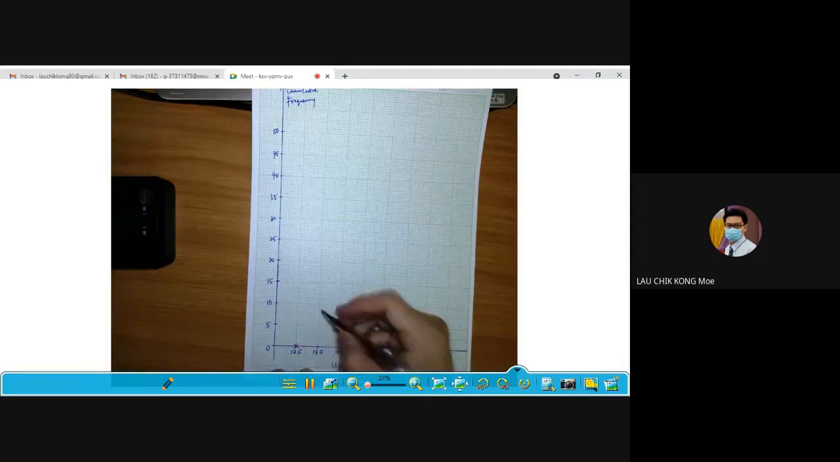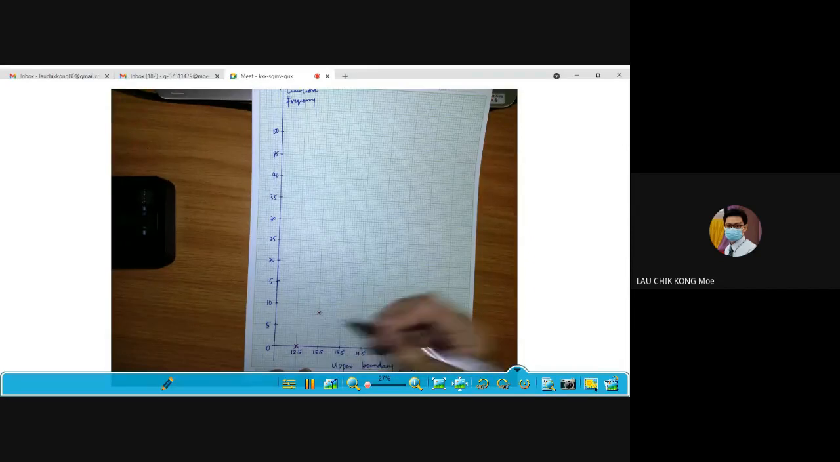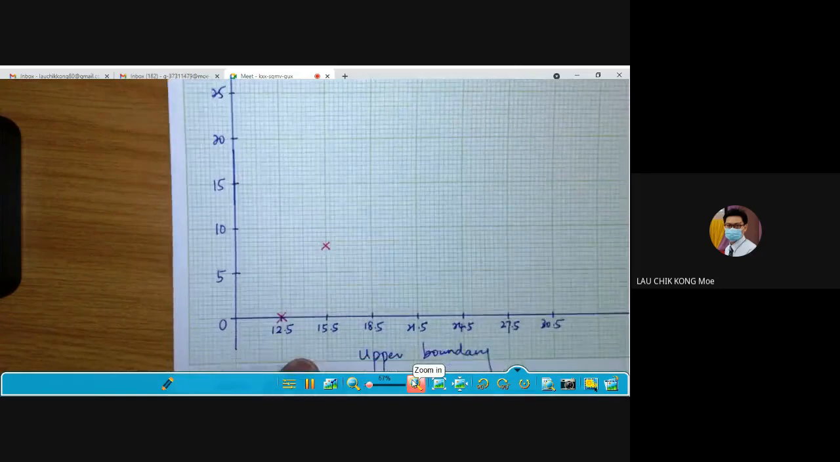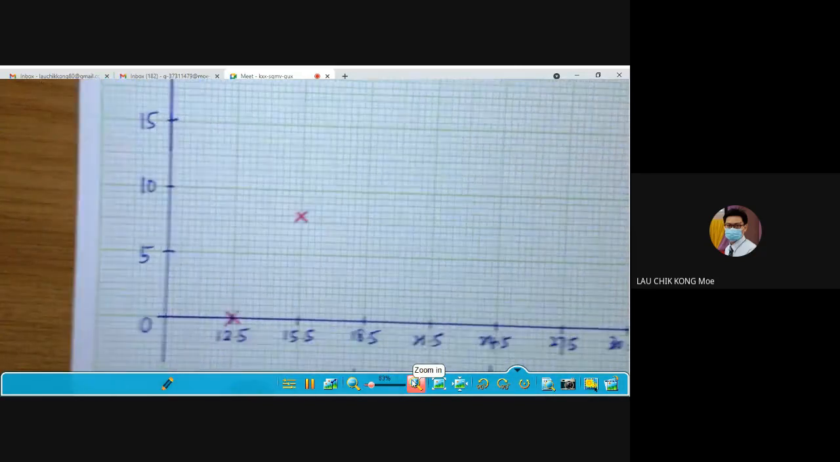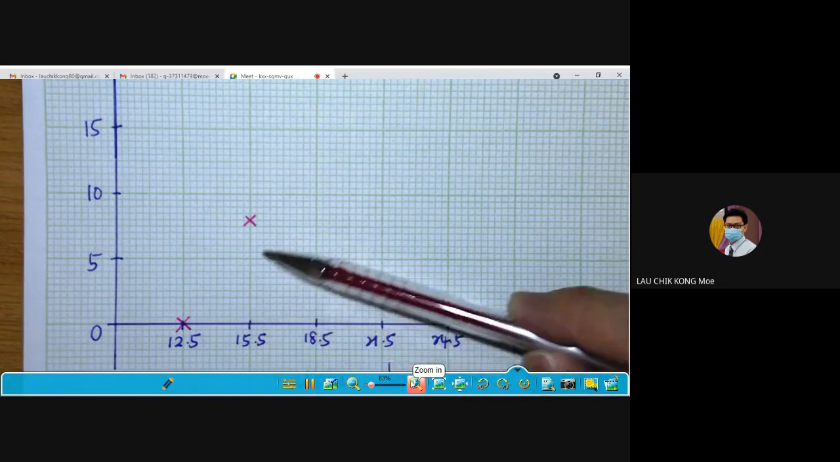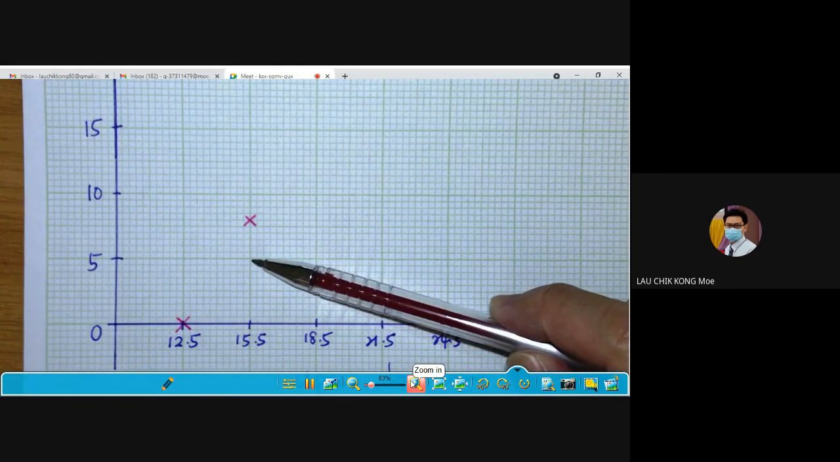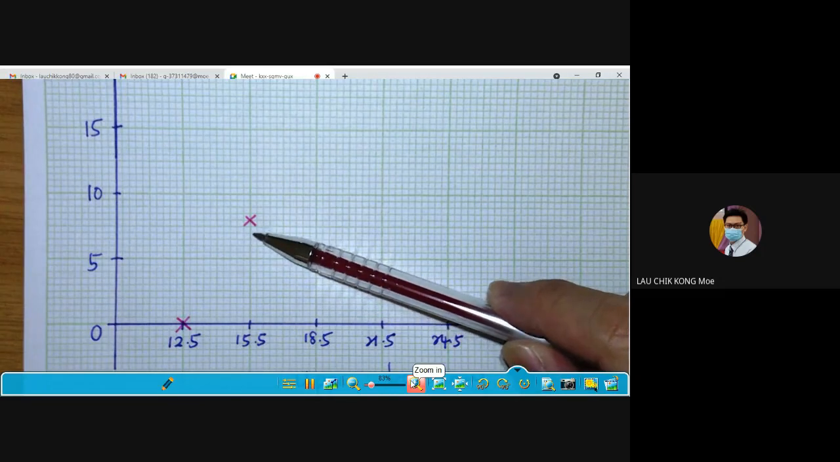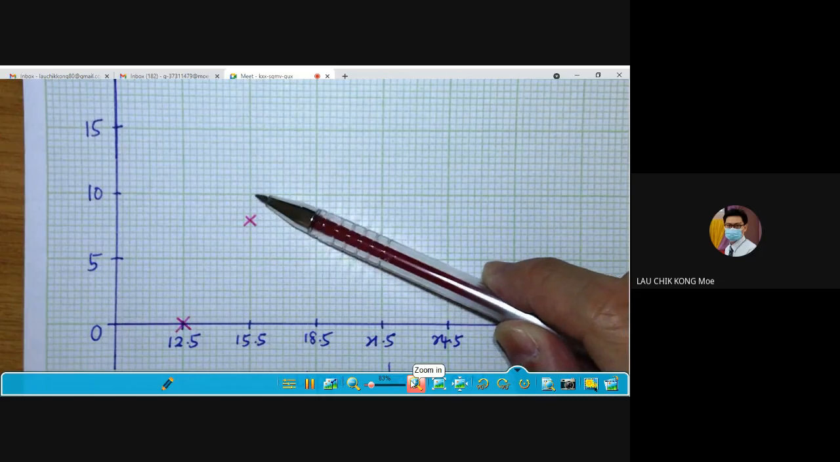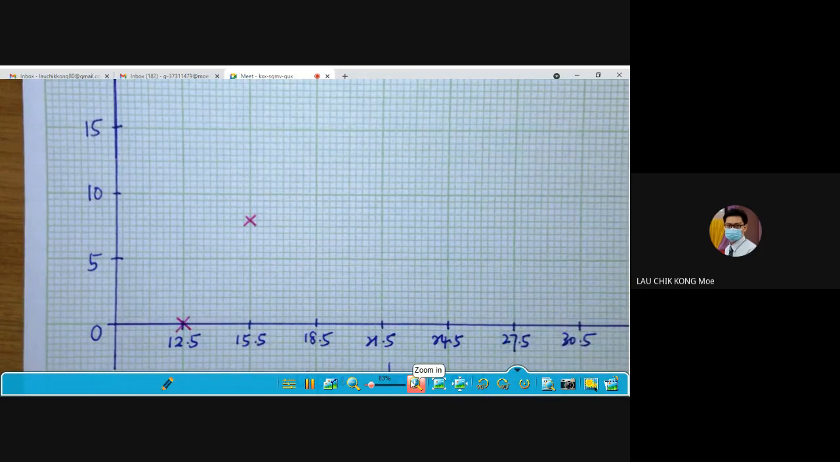So you need to count 5, 6, 7, 8. 2 small boxes is 1 unit. This needs to be enlarged first so you can see one point. This is 8. So this is 5, 2 boxes 6, 2 more boxes 7, 2 more boxes 8, 2 more boxes 9, 10. So that is how we plot 8.